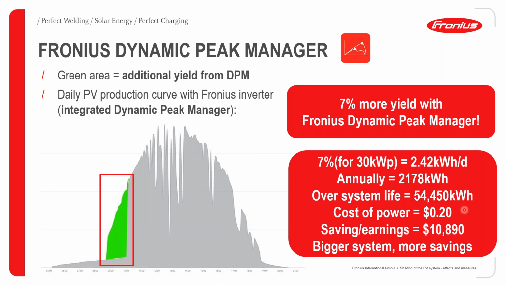Over the life of the system, and this is considering a 25-year lifespan, and most systems are actually going beyond the 25-year lifespan, you can get just about 54,000 kilowatt hours. And if your cost of power where you are is about 20 cents US dollars, this means over the life of the system, because of using the dynamic peak manager, you can save about 10,000 US dollars. So the bigger the system is, the more the yield, the more the savings, or the more the earnings for that matter.